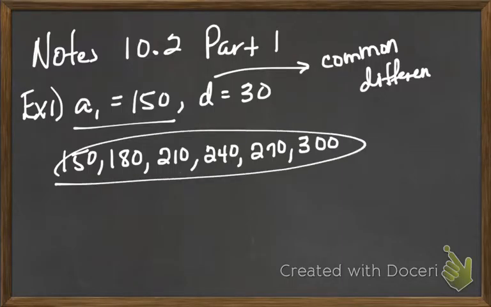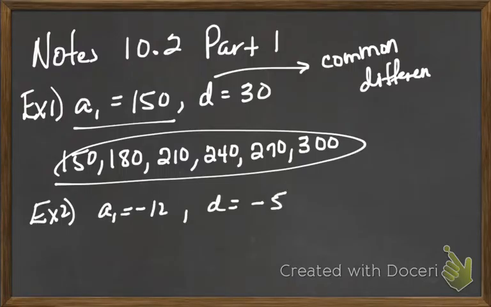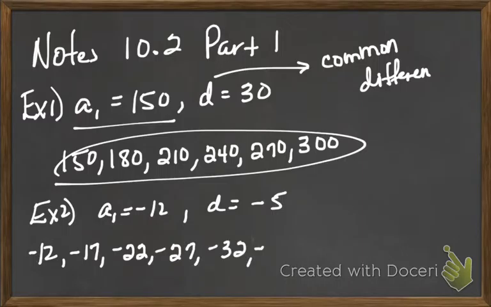Not very hard. Example 2 is telling you that the first term in your sequence is negative 12 and your common difference is negative 5. So a sub 1 is negative 12. We add negative 5 to that. We get negative 17. Then we get negative 22, negative 27, negative 32, and then negative 37.